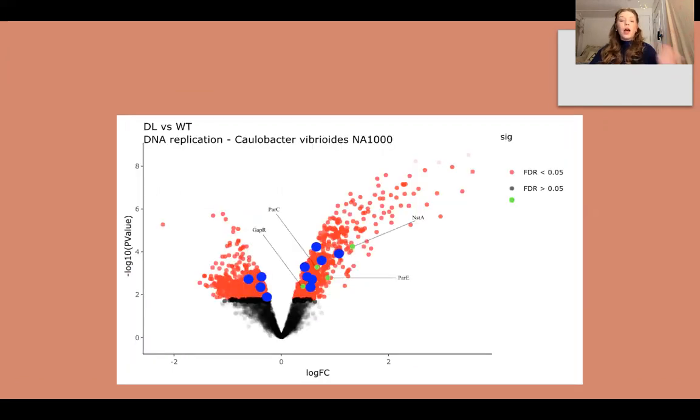Here we're going to show a volcano plot of some of the genes that are upregulated in DNA replication and how they're important. And see, we have some of our target genes that we know up here.